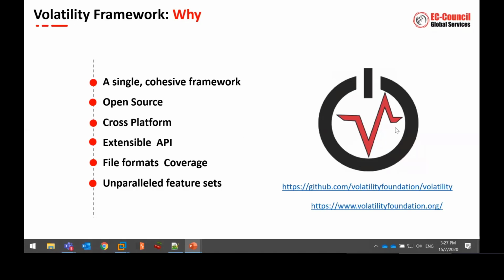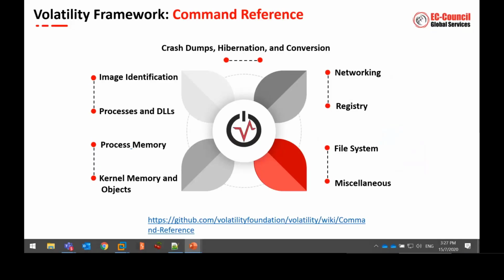If you want to get more information about Volatility, you can go to the GitHub repository, or you can go to the Volatility Foundation website to get more details. If I want to discuss briefly the command references, in GitHub you can find the Volatility Foundation and the command references where the list of all the commands is. But in general, they come in nine categories: image identification, which we will discuss later, processes and DLLs, process memory, kernel memory and objects, registry, and so on.